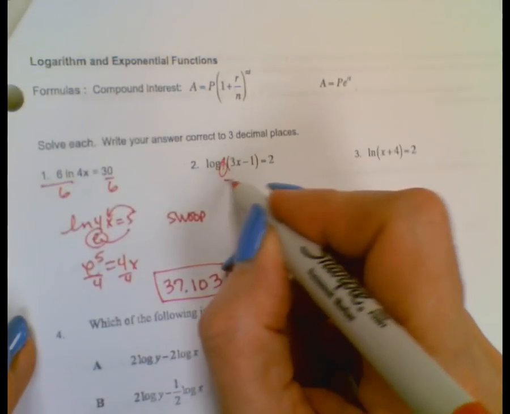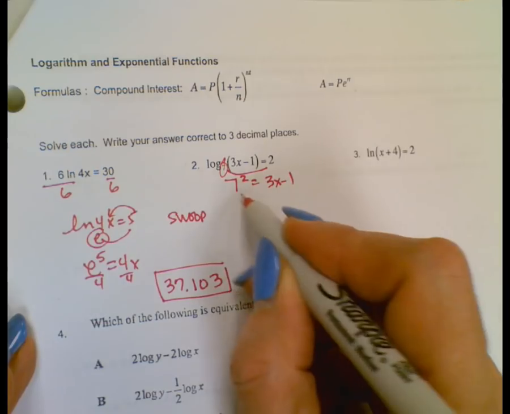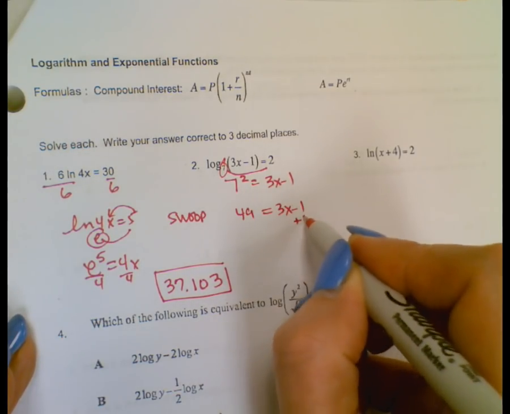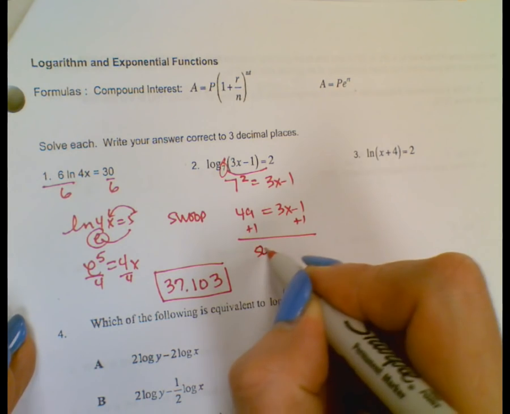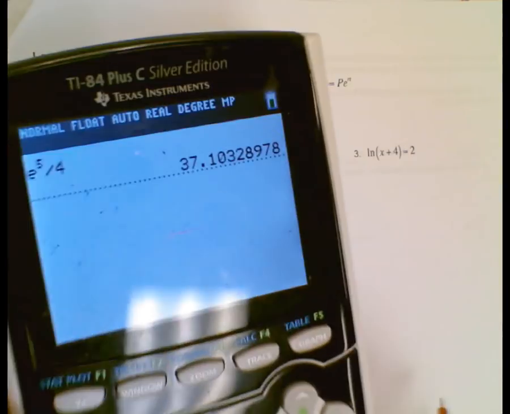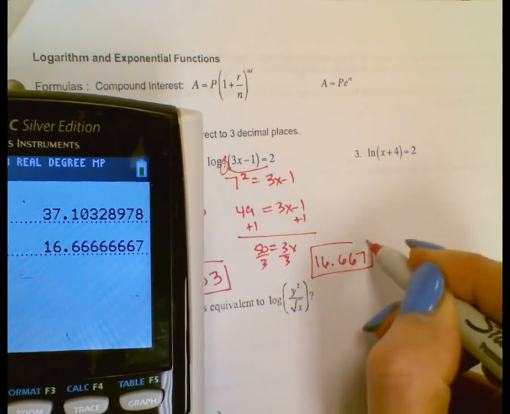So we're going to take the base 7, raise it to the 2nd, and set it equal to 3x minus 1. So 7 squared is 49. We're going to add 1 and divide by 3. So 50 over 3 is 16.667 because it said 3 decimal places.